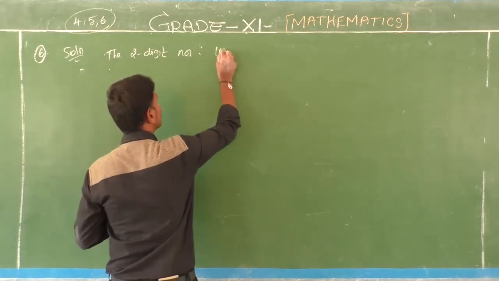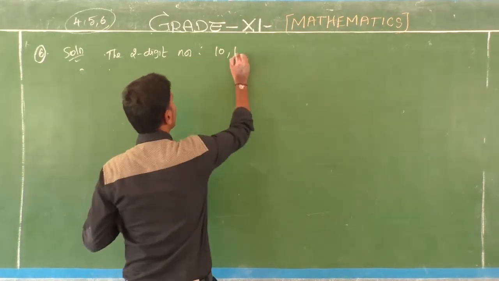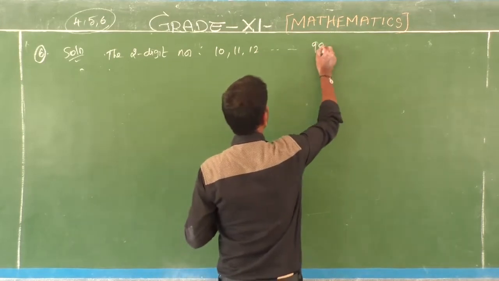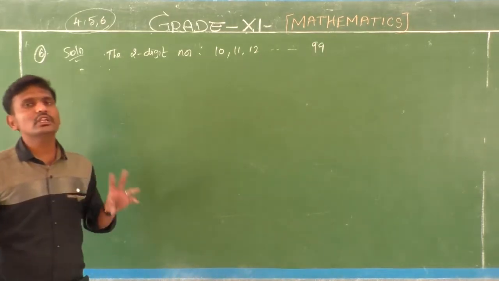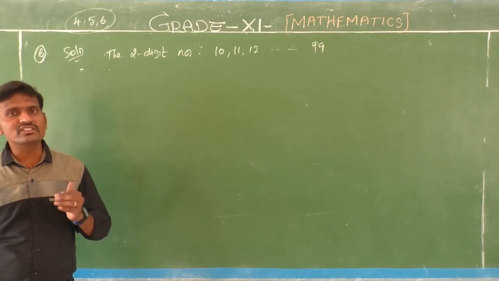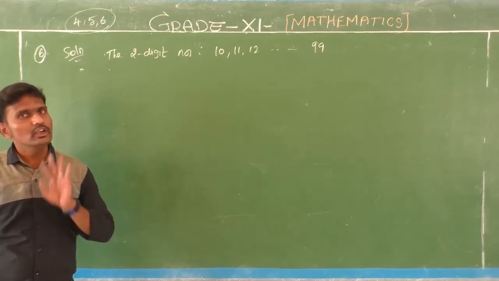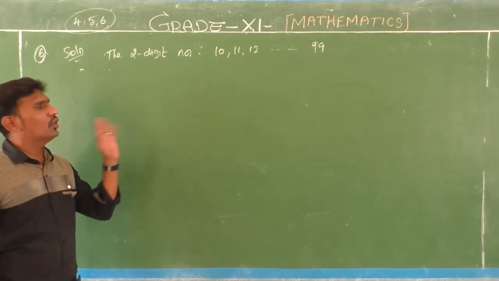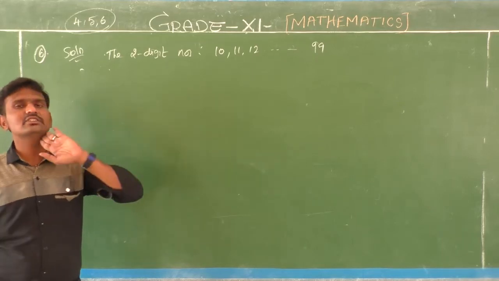What are they? The first 2-digit number is 10, 11, 12 and so on up to 99. Because they are asking for the 2-digit numbers only, we don't want to cross the 2-digit numbers to get to 3-digit. 2-digit is enough for you.